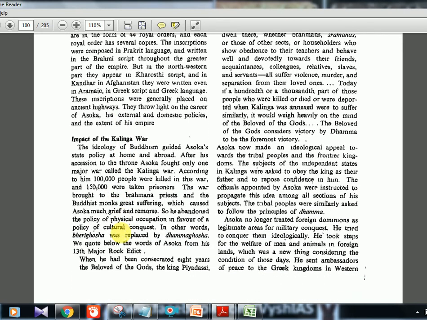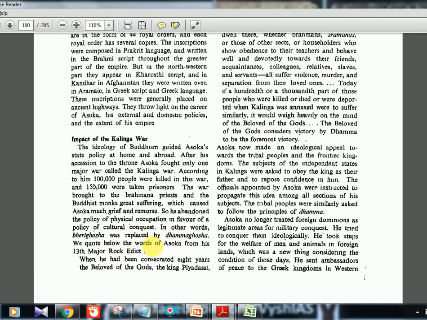Now the Kalinga War, the most famous war of Ashoka. So the ideology of Buddhism guided Ashoka's state policy at home and abroad. After his accession to the throne, Ashoka fought only one major war, which is called the Kalinga War. According to him, 1 lakh people were killed in this war and 1,50,000 were taken prisoners. The war brought great sufferings to the Brahmana priests and the Buddhist monks, which caused Ashoka much grief and remorse. So he abandoned the policy of physical occupation in favor of a policy of cultural conquest. In other words, Bheri-Ghosha was replaced by Dhamma-Ghosha. That means the war kind of attitude is changed to a religious, spiritual kind of attitude.